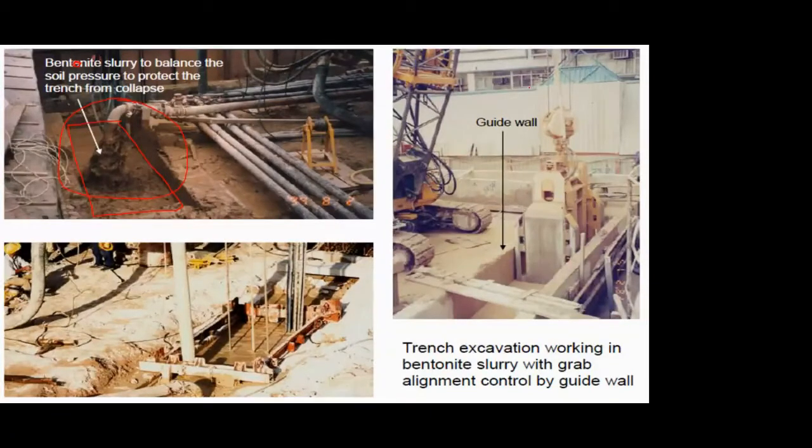So here in the second figure on the right side, you see the guide wall they are showing. And then this is the grab or clamshell that is being lowered, and here you see there is a bentonite slurry. So this is the third step of our diaphragm wall construction.